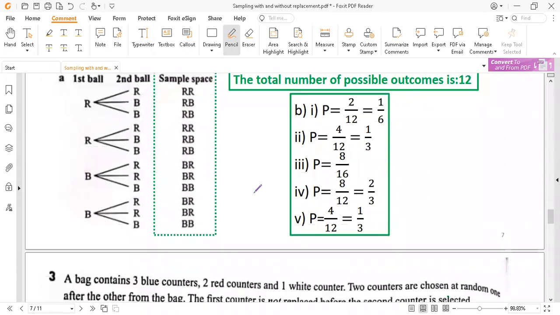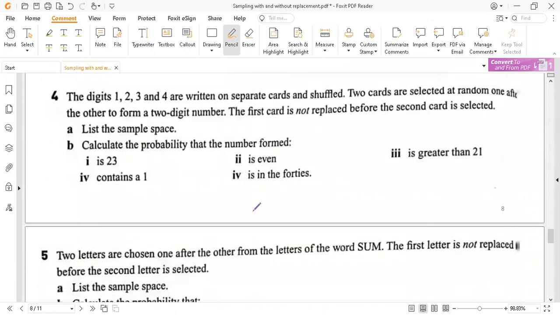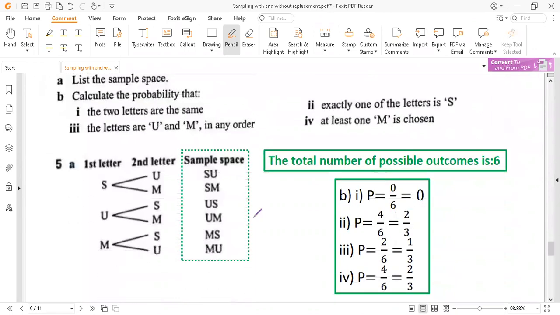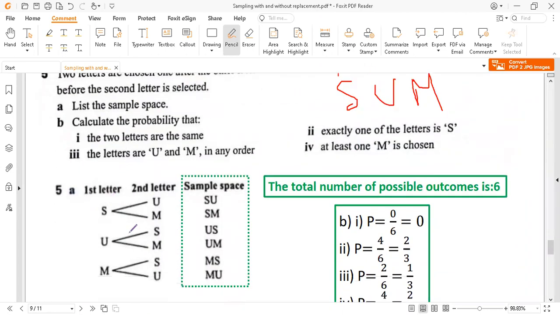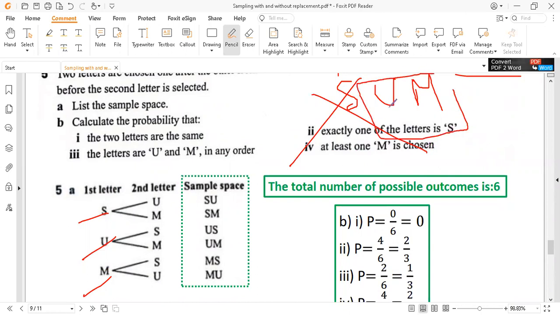You can also note that we are turning around the same idea in all these examples. For example, 2 letters are chosen one after the other from the letters of the word SUM. We have an S, a U, and an M. We are interested in choosing the first one and the second one. The first one could be S, U, or M, but without replacing the first letter. If we choose S, we cancel S from our choices, and we could have only U or M.